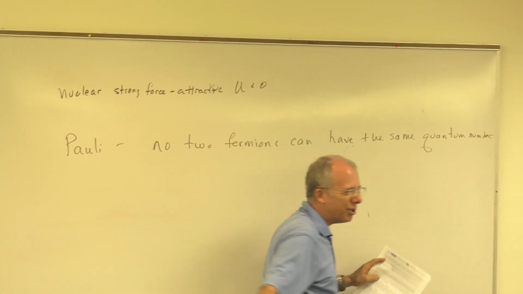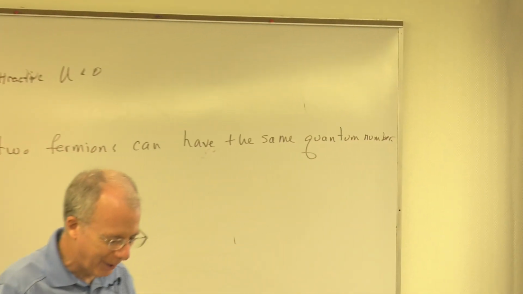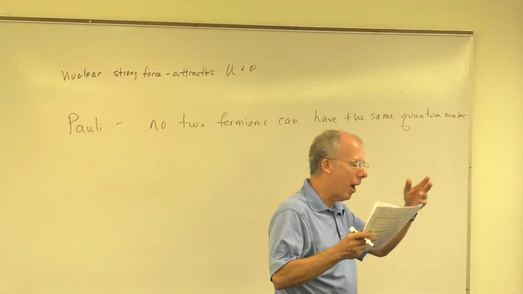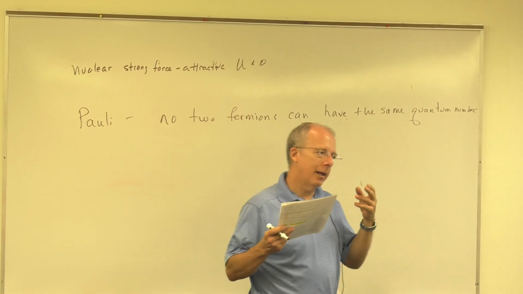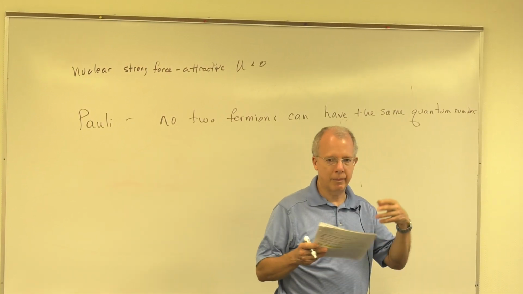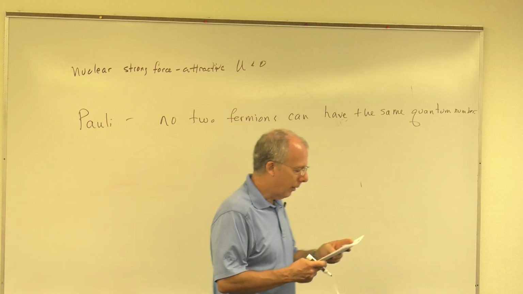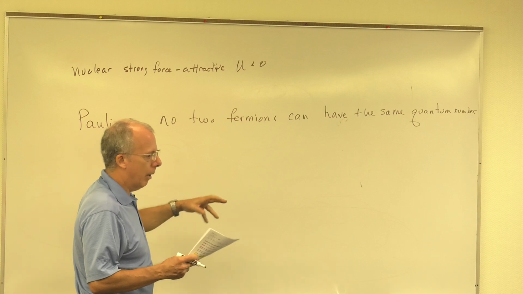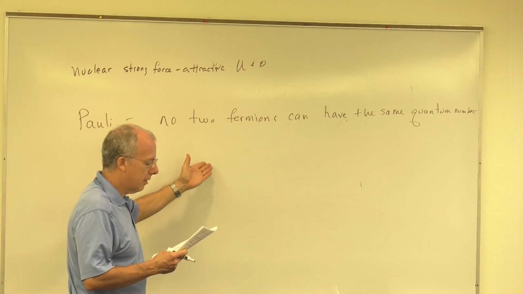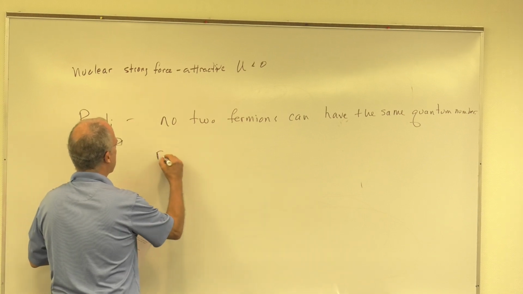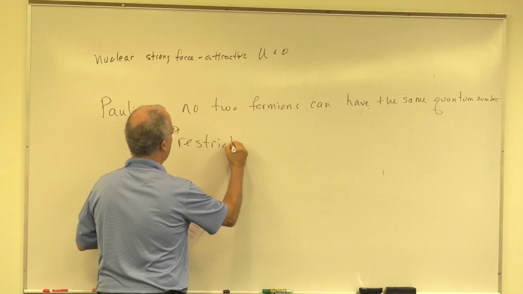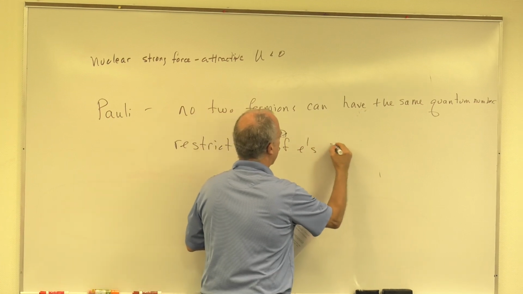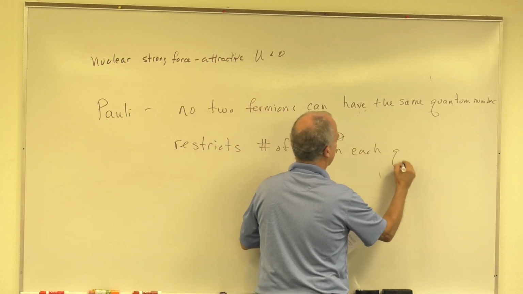So you say, what in the world is that all about? Well, we're going to see next chapter that every particle has certain quantum numbers: mass, momentum, angular momentum, energy, stuff like that. So don't get all excited about that right now. But what this means is that this restricts the number of electrons in each quantum state.